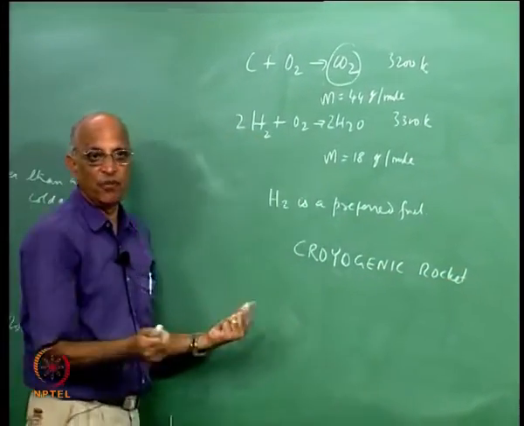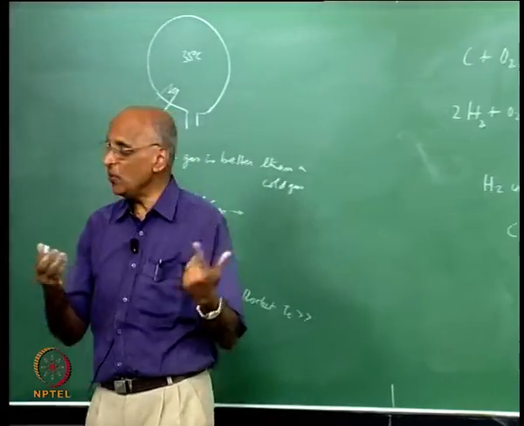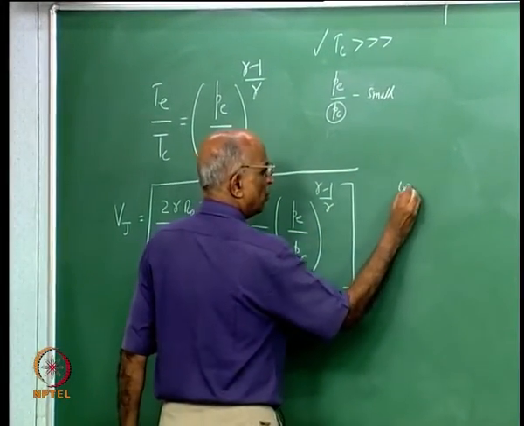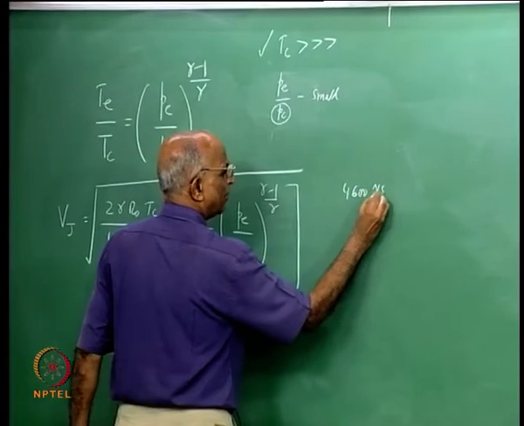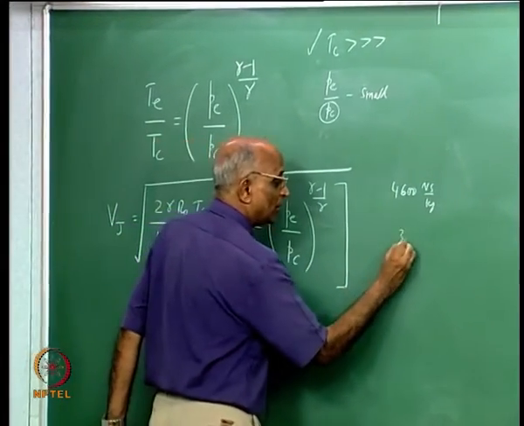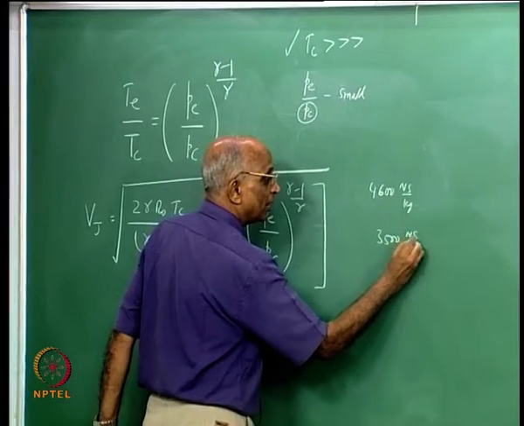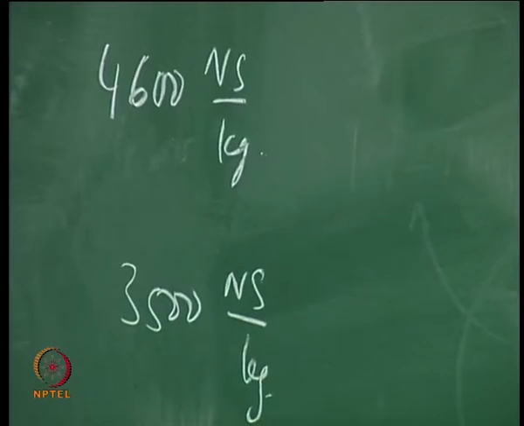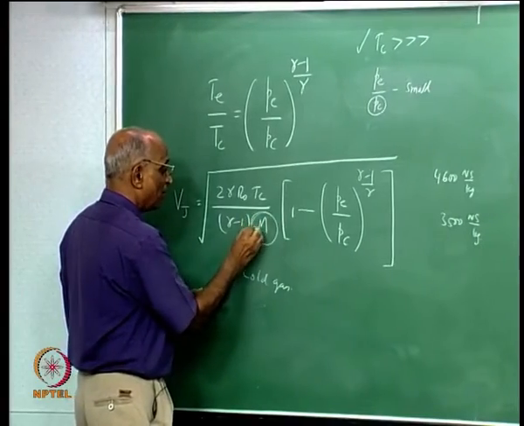To have a better performance. In fact, if I were to give you a number, the Vj for a cryogenic rocket is around 4600 Newton second per kilogram, whereas for an ordinary fuel, it is of the order of 3500 Newton second per kilogram. You get immense benefits out of this, and the reason is only the value of molecular mass.